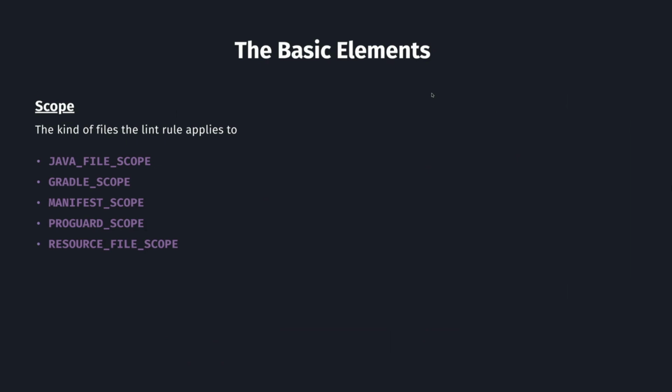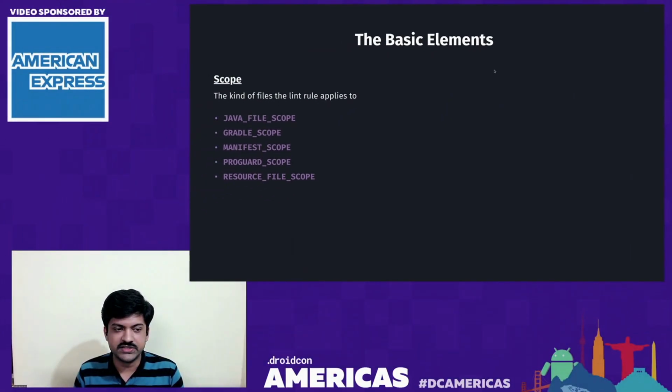And this is possible because the lint rules don't directly apply on the structure of Java files. Rather, they work on something called an abstract syntax tree. And you can consider that as a superclass of both Java and Kotlin. So whatever you write on Java file scope will work on Kotlin file scope with a few considerations.